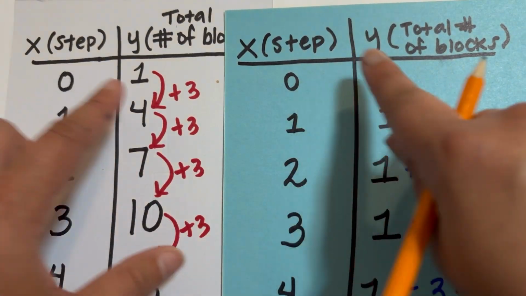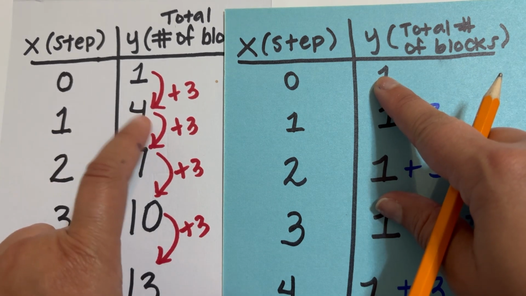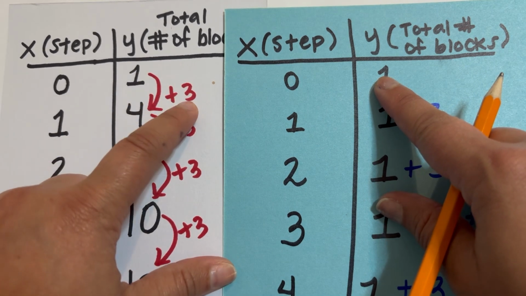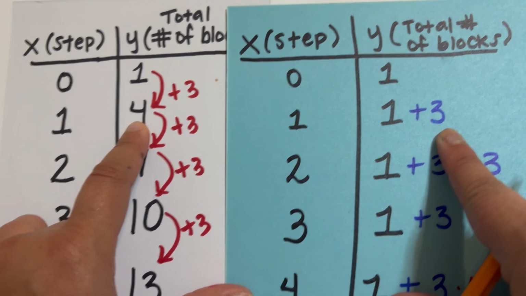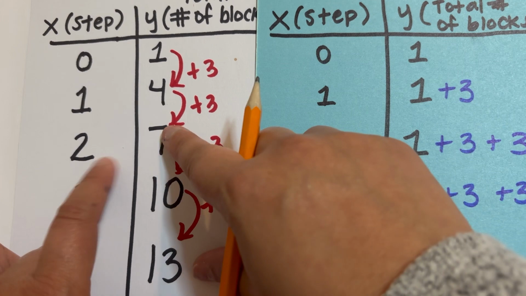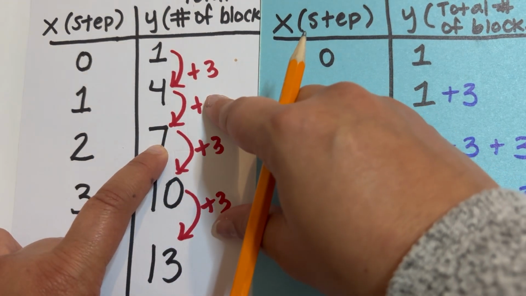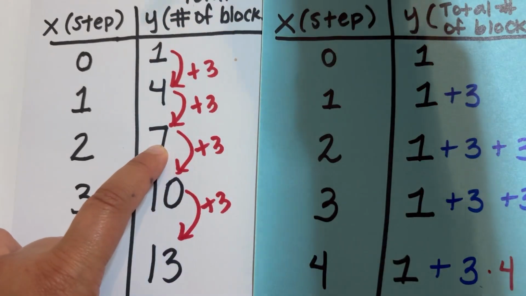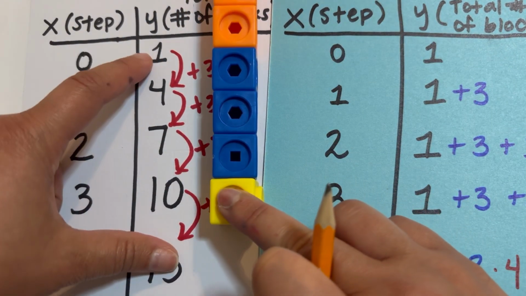In step 0, we started with 1 block. In step 1, we had 4 blocks. We got the number 4 by adding 1 plus 3. So instead of writing 4, I'm going to write 1 plus 3. In step 2, we got 7 blocks by adding 3 twice to the first block. So it looks like this. We started with our first block.